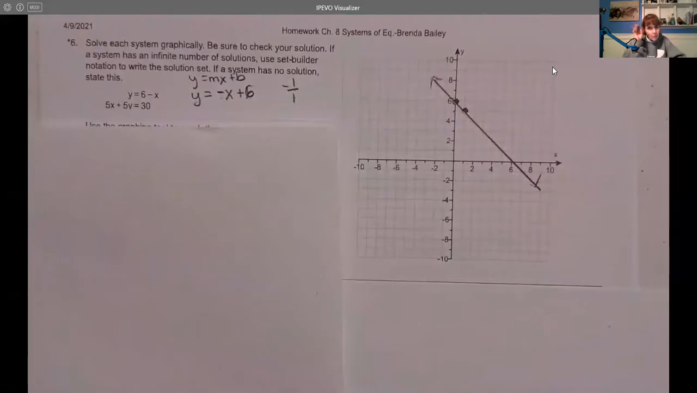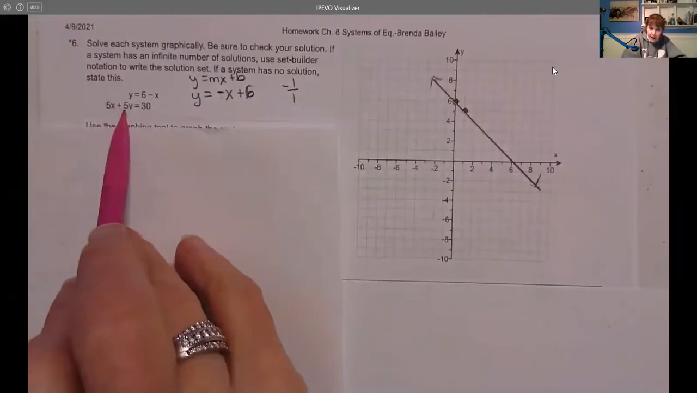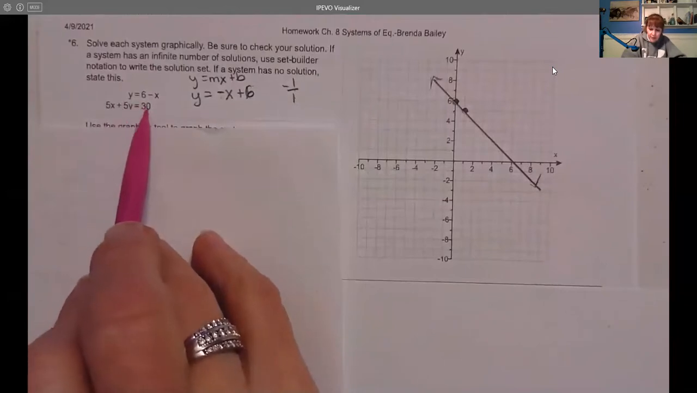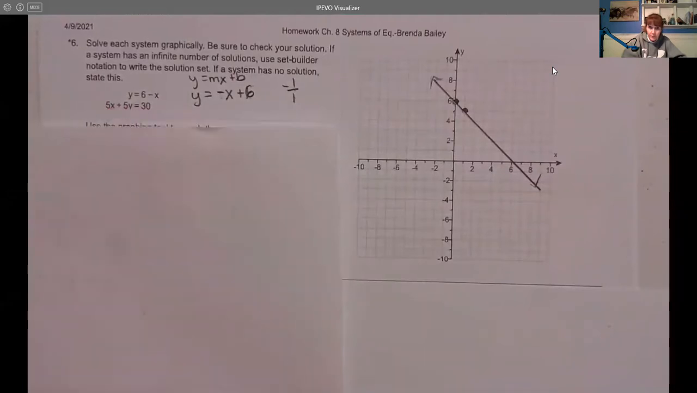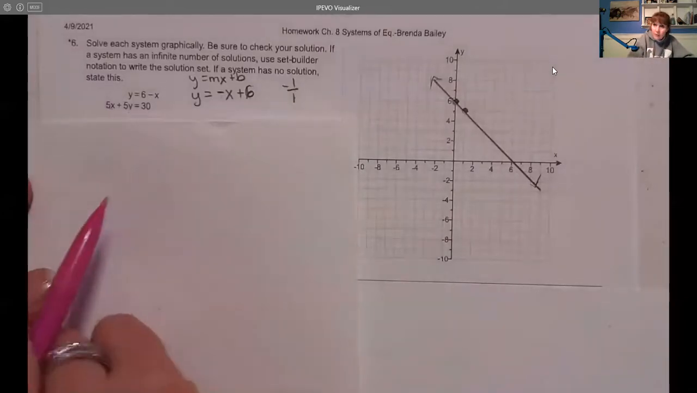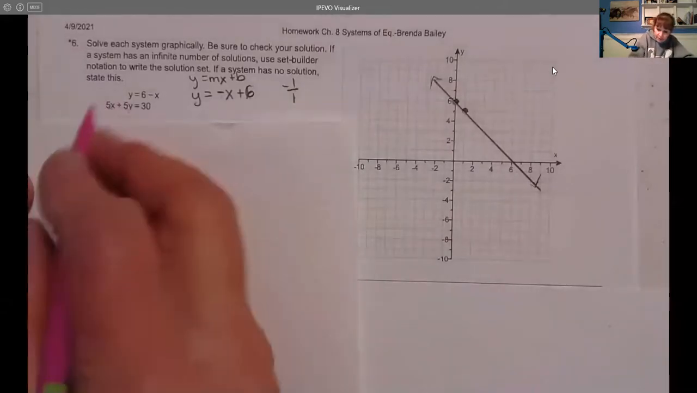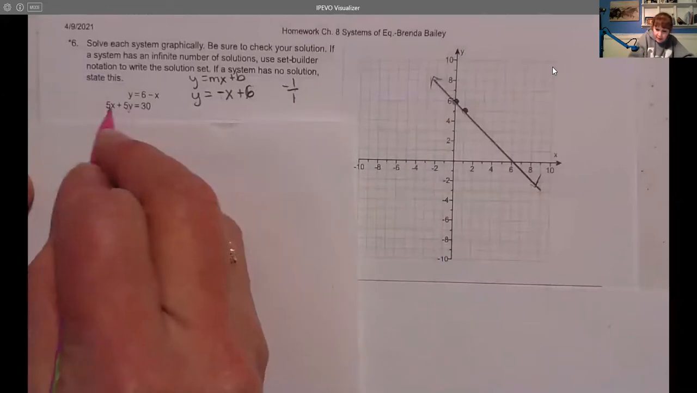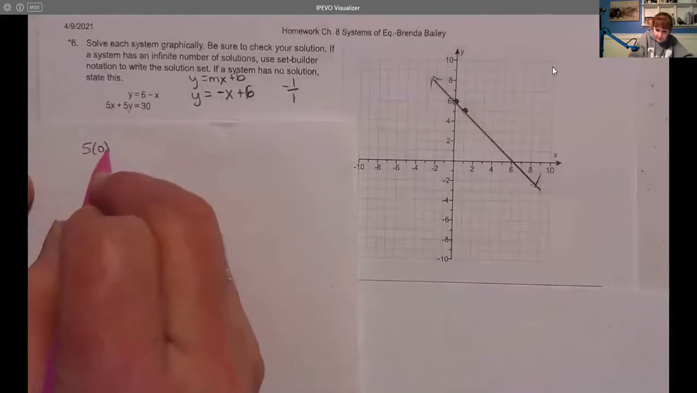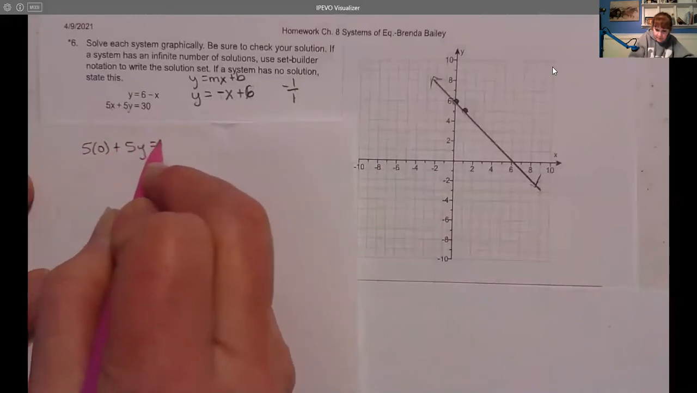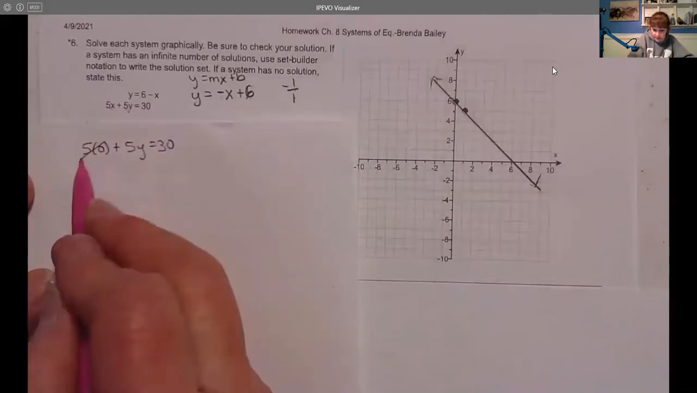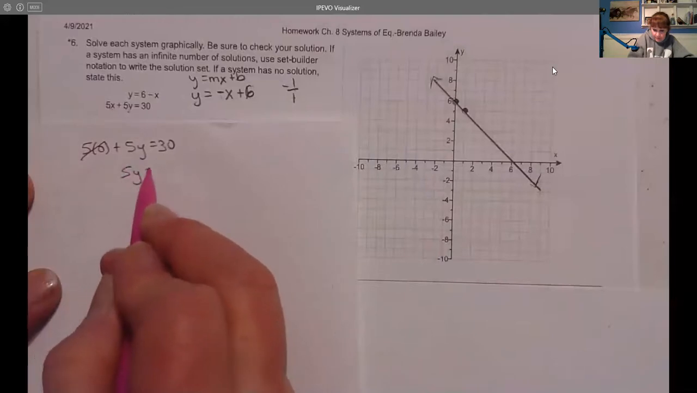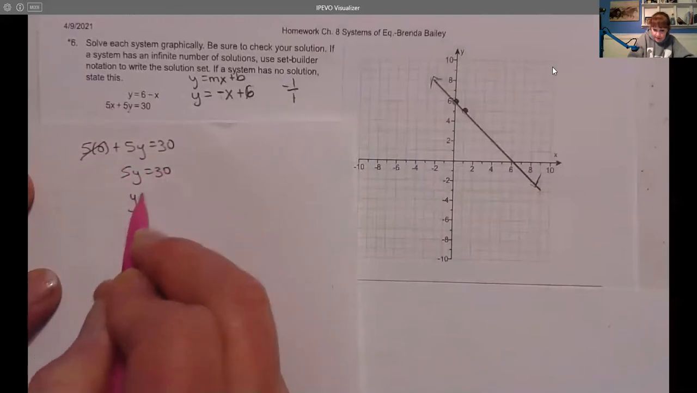Well, do we want to get the y by itself? We could subtract the 5x and then divide by 5. But you can take 30 divided by 5. So let's use the intercepts. Let's find the y-intercept first. We always find the y first. I don't know why. And to do that, you make the x 0. So that's gone. So 5y equals 30, divide by 5.